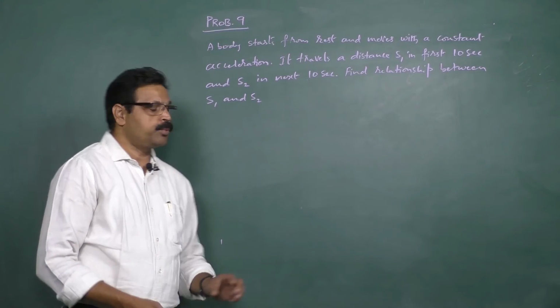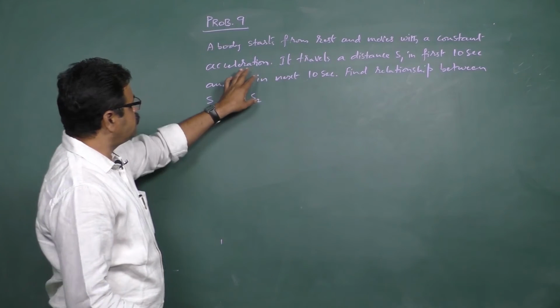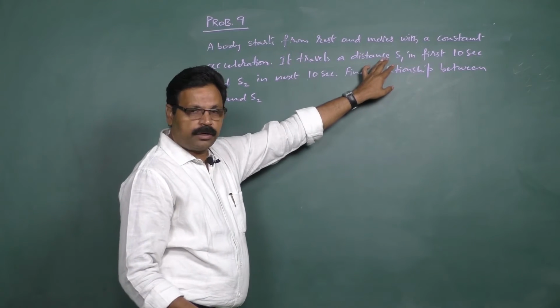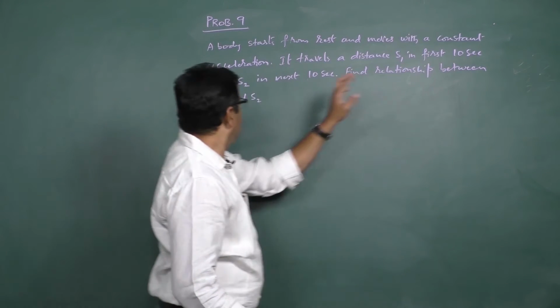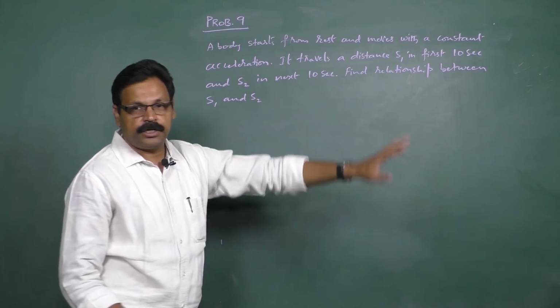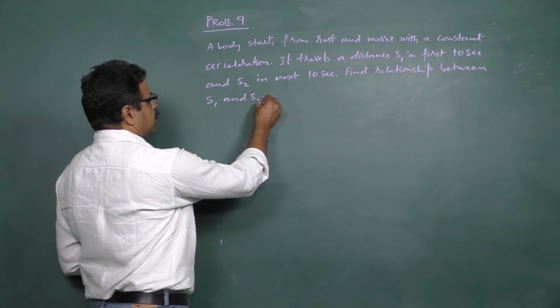Now we'll solve the problem. A body starts from rest and moves with a constant acceleration. It travels a distance s1 in first 10 seconds and s2 in next 10 seconds. Then find the relationship between s1 and s2. This is the question given.